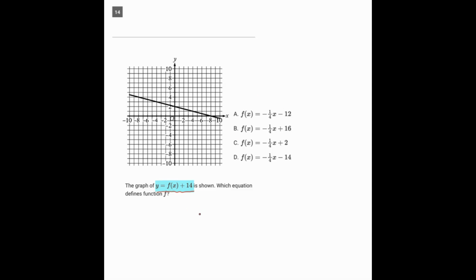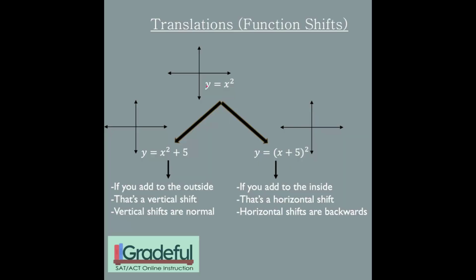But remember, when we're talking about function shifts, otherwise known as translations, you have two main things that can happen. Let's just say, for instance, you have a parabola right in the middle. If you add to the outside of that, it's a vertical shift. Vertical shifts are normal. So if I put a number on the outside, +5, that means I'm shifting vertically and it's normal. Positive is up and negative is down, just like normal. So this would be up 5. Instead of having its vertex at 0, 0, it would have it at 0, 5.